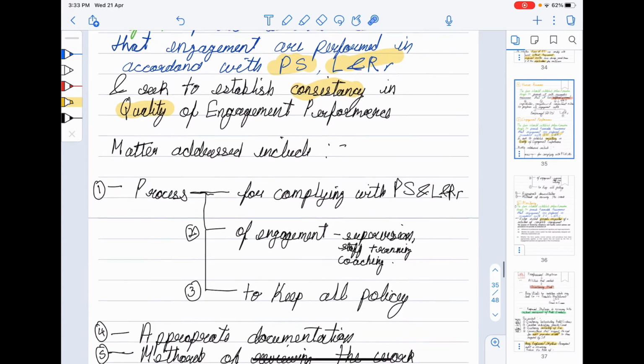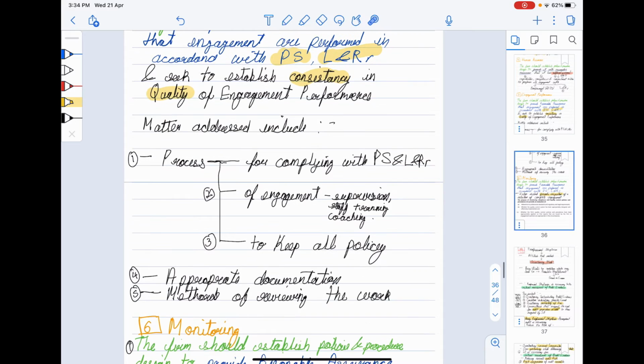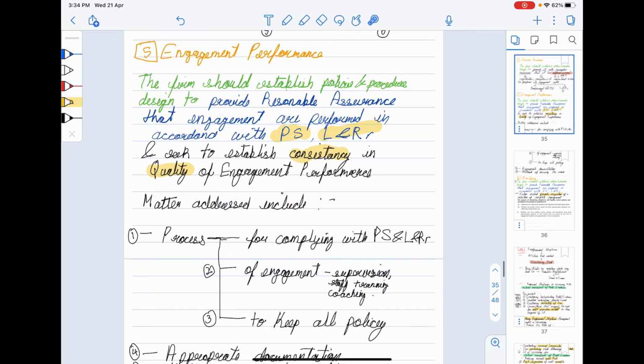Matters addressed include processes to comply with professional standards and legal and regulatory requirements, same as above. Second is the engagement process: supervision, staff training, coaching, and processes to keep all the policies. Fourth is appropriate documentation, and fifth is the method of reviewing the work. Okay, so these five matters are addressed in this point, engagement performance.